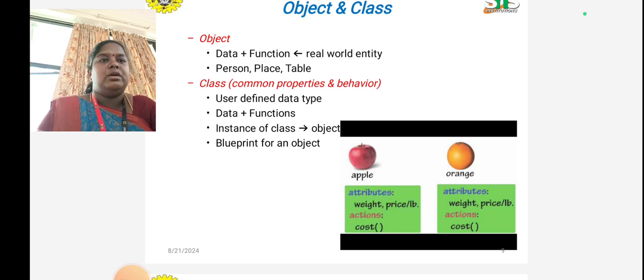For example, we are having an apple and an orange. The attributes are weight and price, and the action is cost, and here also the attributes are weight and price and the action is cost.